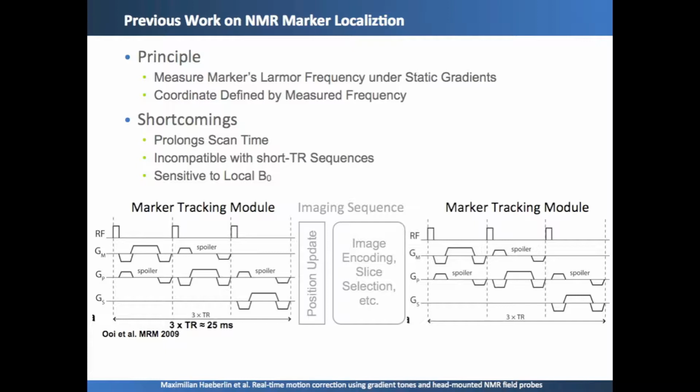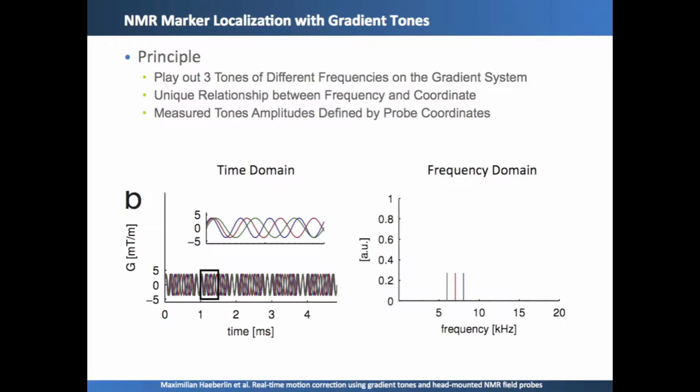Our approach does away with that by separating the tracking from the imaging task in the frequency domain. This allows the synchronous execution of marker probe tracking and other sequence tasks such as image encoding. Our method is also insensitive to static B0 fields at the probe's position because it relies on high frequency gradient oscillations rather than static gradients. The idea is to use a set of 3 different frequencies, one for each gradient direction, and play them out synchronously. This establishes a unique relationship between a frequency and a spatial dimension.